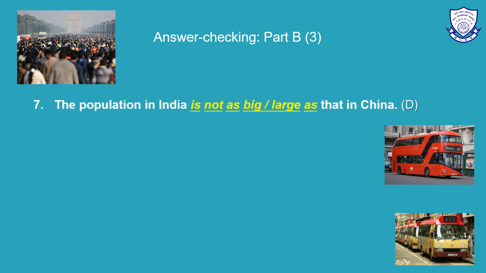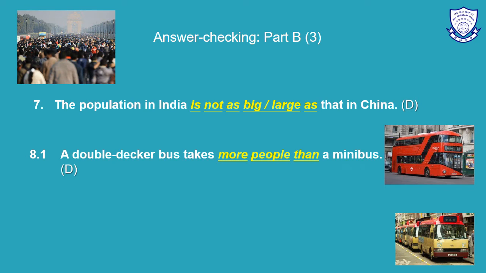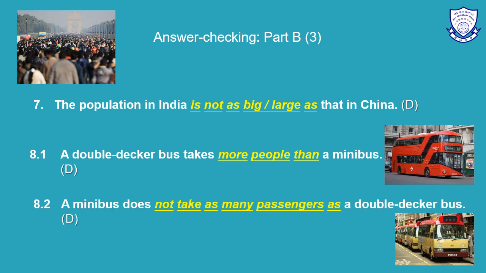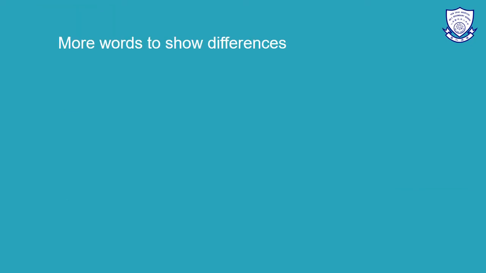Sentence number 7. The population in India is not as large as that in China. Number 8.1. A double-decker bus takes more people than a minibus. Sentence number 8.2. A minibus does not take as many passengers as a double-decker bus. So we have just gone through 8 words to show similarity and differences.